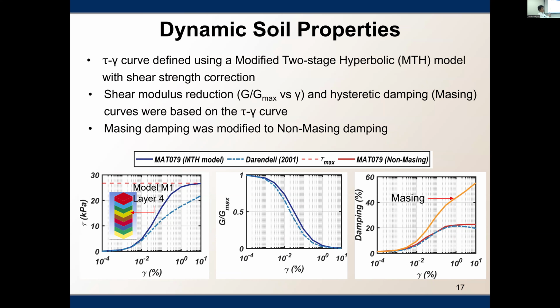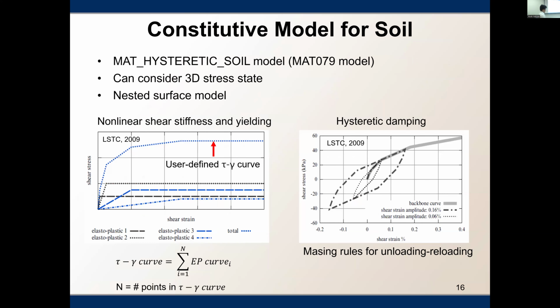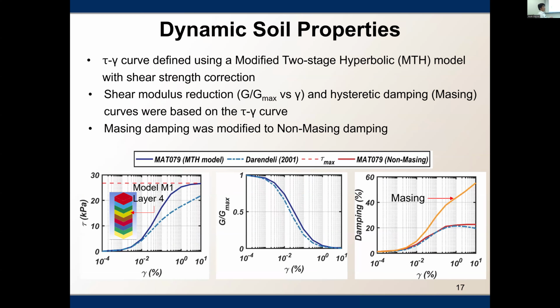So basically, Palestina automatically shrinks this stress-strain loop to make the damping smaller. That's how they implemented the non-Masing damping in Palestina. But there are no equations or anything like that. They just say that they do it like this.